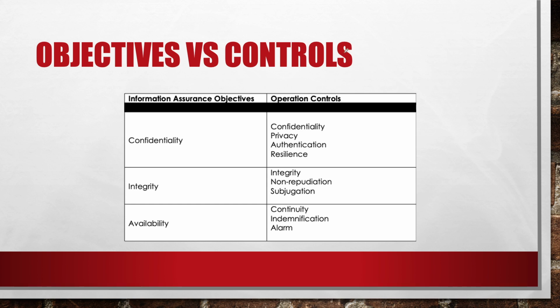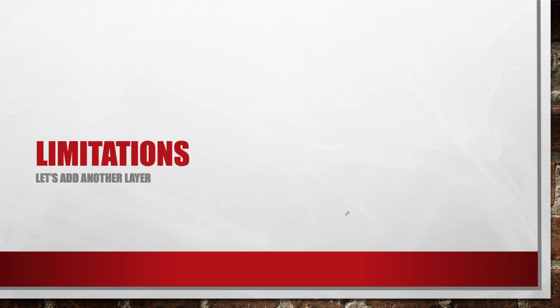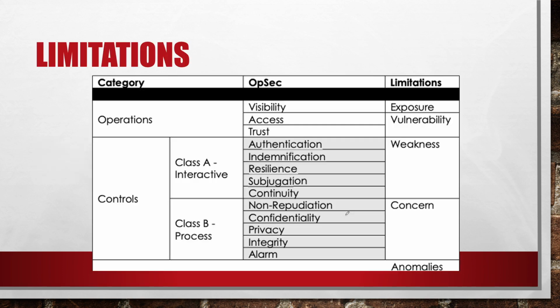So these objectives are bound to a control. If we talk about the confidentiality objective, that is bound to the confidentiality, privacy, authentication, and resilience operational control. Integrity to integrity, non-repudiation and subjugation, and availability to continuity, indemnification, and alarm. Yes, I know it's complicated, but it's gonna get even more complicated, my friends, and I'm sorry for that. Don't worry, we're going to apply this as well.